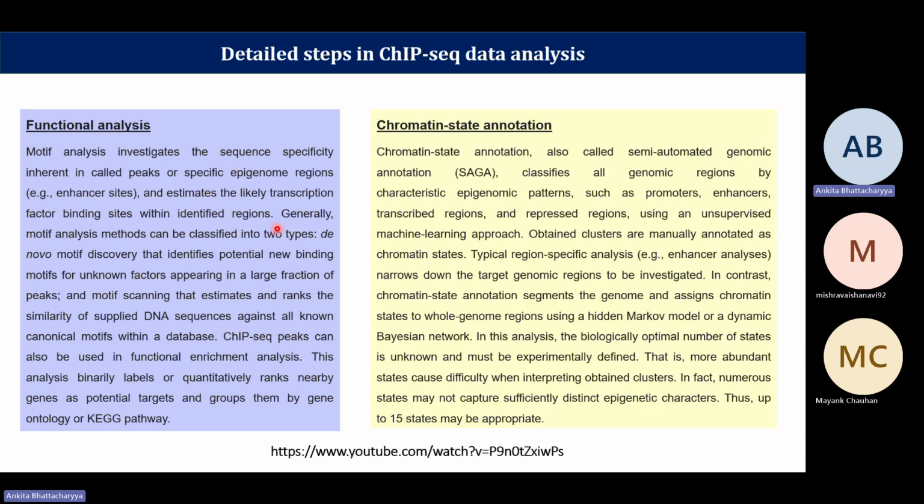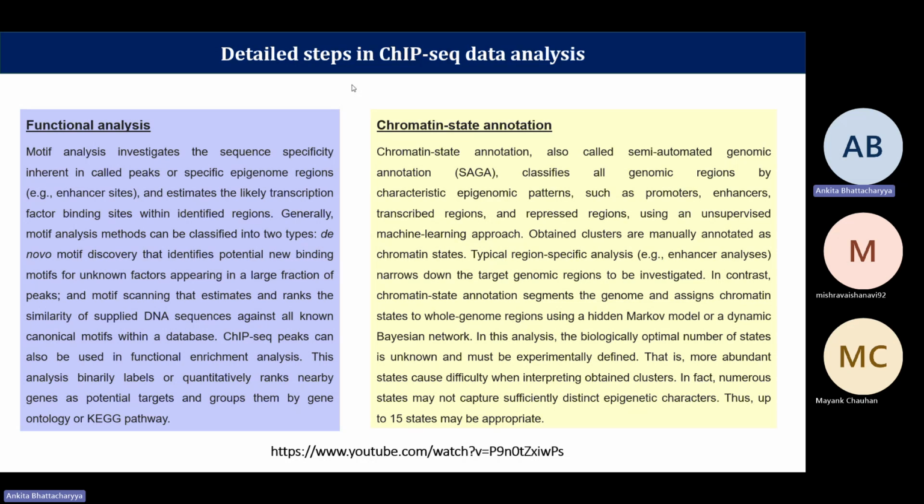So general motif analysis methods commonly have two types. You can either do novel motif discovery, which allows you to look for new binding motifs for unknown factors which are appearing in a large fraction of peaks, or you can do motif scanning, which looks for your sequence of interest and ranks the similarity of your supplied DNA sequence against known canonical motifs within a database. So ChIP-seq peaks are used for functional enrichment analysis. You can quantitatively rank nearby genes as potential targets, group them by gene ontology, and do downstream pathway analysis. Opportunities are endless.